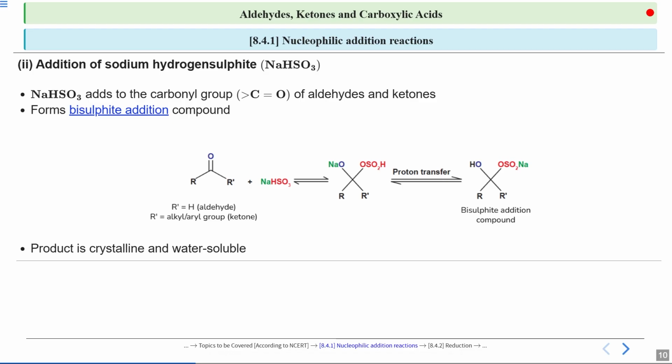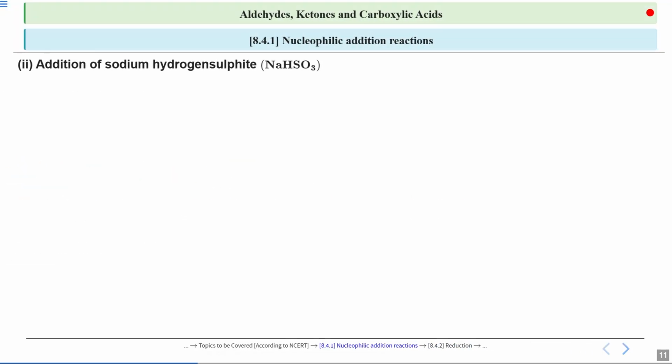The resulting bisulfite addition product is crystalline and water soluble, which makes it easy to handle and purify. Now this property is useful in industrial applications where separation and purification of compounds are necessary. Now, as I told you the mechanism, one by one we will look at the mechanism. It will give you a clearer picture.